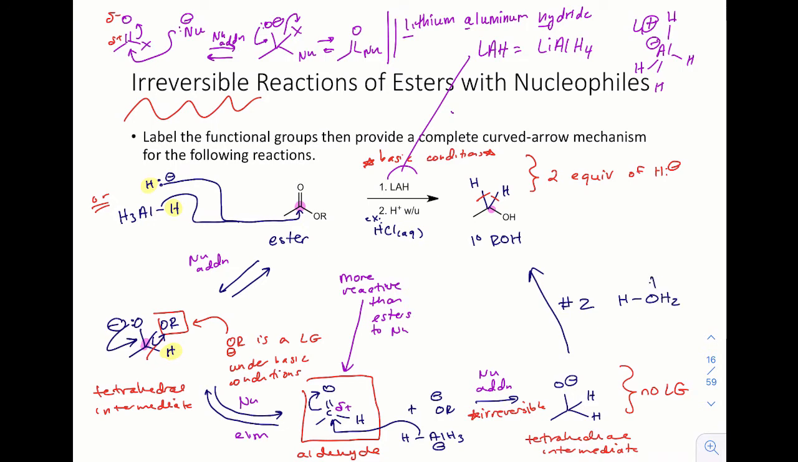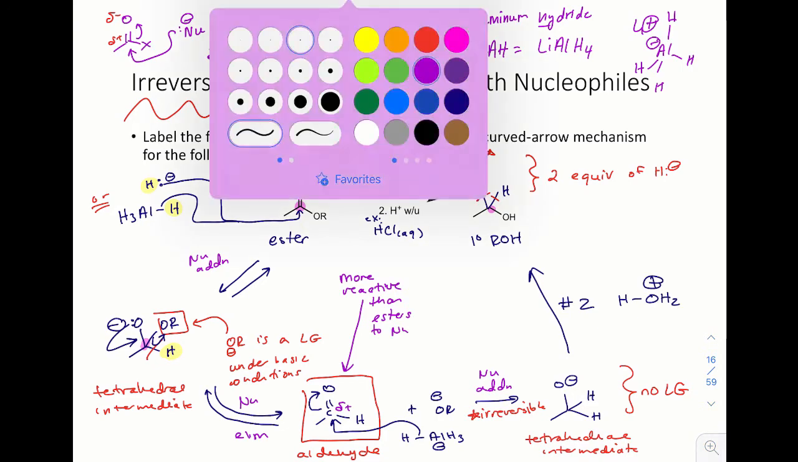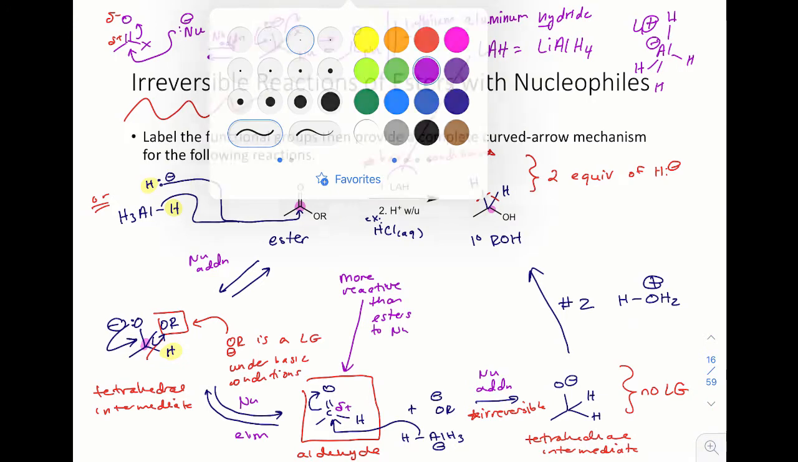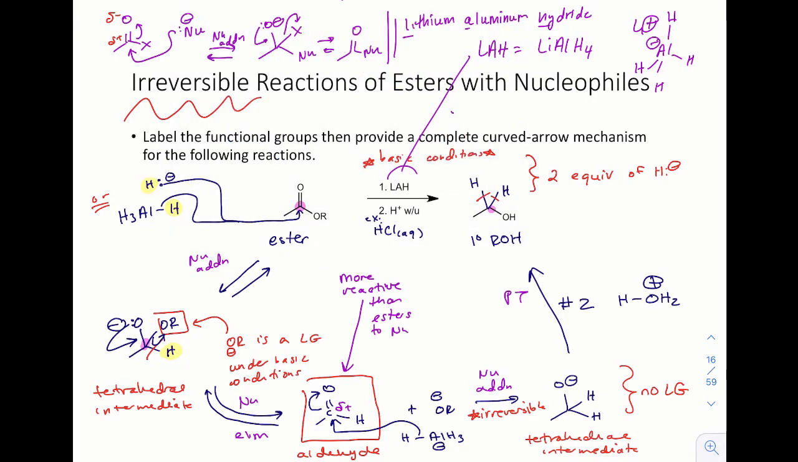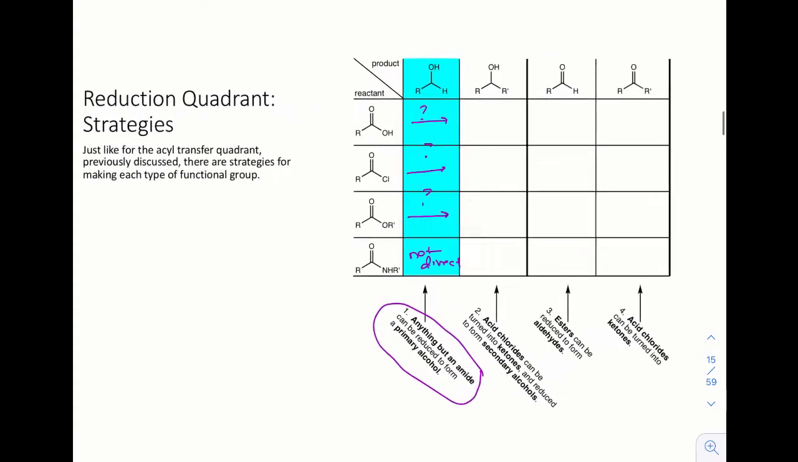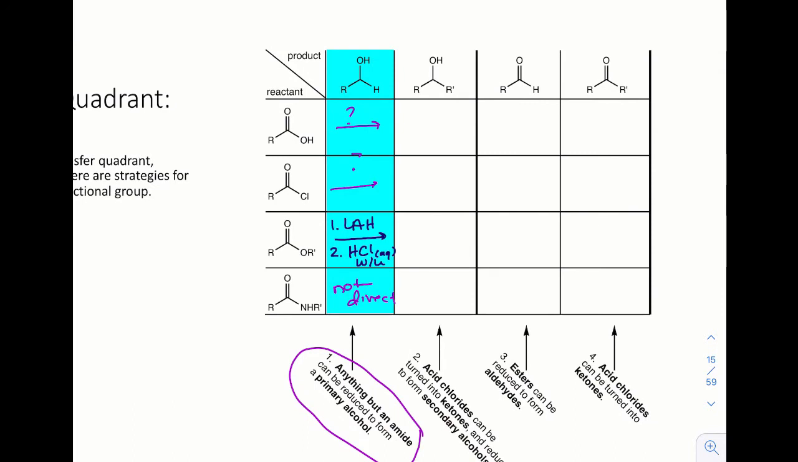When treated with an aqueous acid, the alkoxide is protonated in a proton transfer step to generate the neutral product, the primary alcohol, as shown by these curved arrows. Wonderful. So esters react with lithium aluminum hydride to generate primary alcohols. Now we know what to put for the ester. Write down any questions that you have at this point.